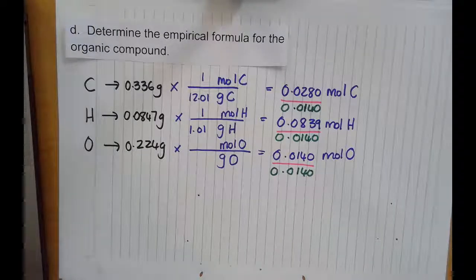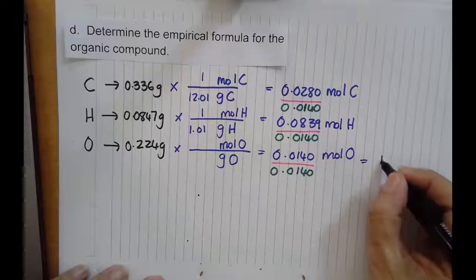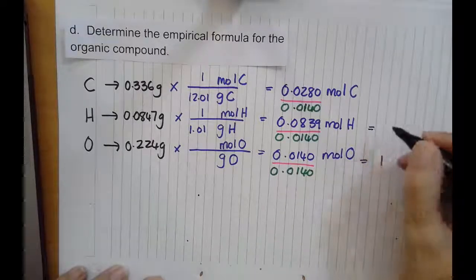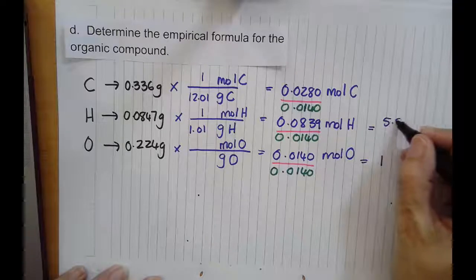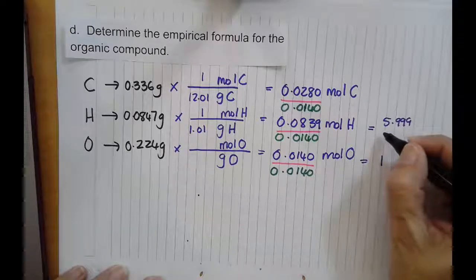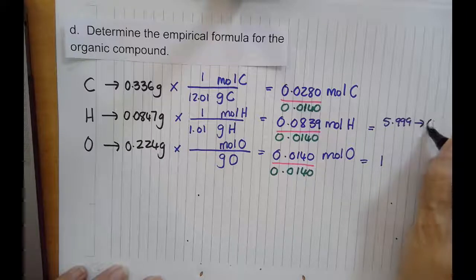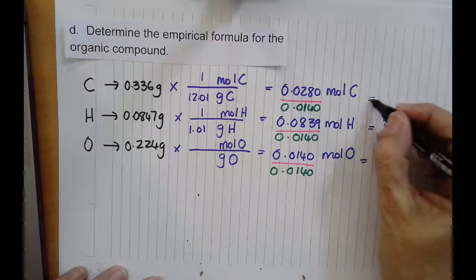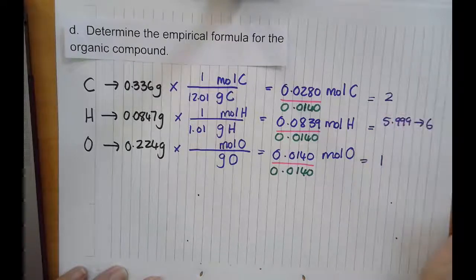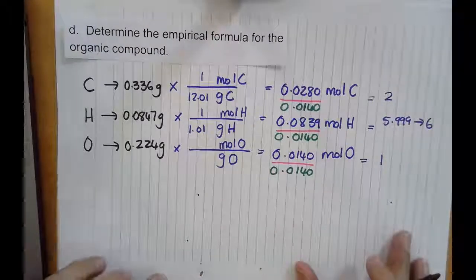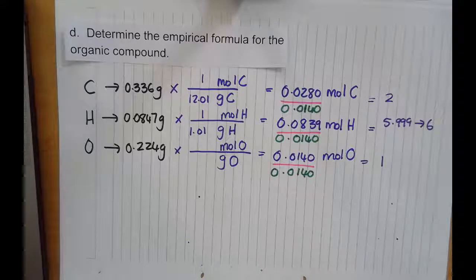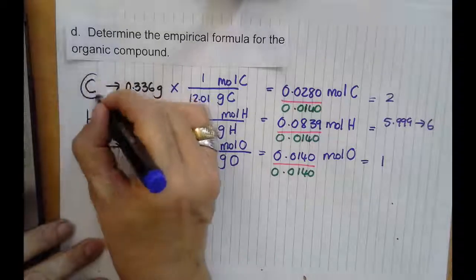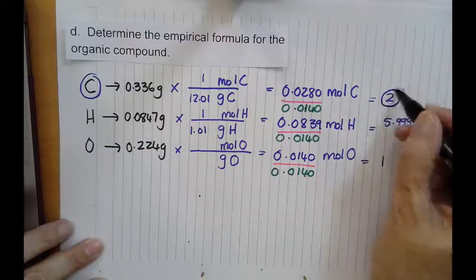When I do that, I'm going to get the following answers. This divided by itself is equal to 1. This is equal to 5.999, which I'm going to change to 6. It's close enough to change it to 6. And this is equal to 2. Now this gives me the ratio in which my elements stand to each other, and that's going to be my empirical formula. In other words, my carbons, there are 2 of them.